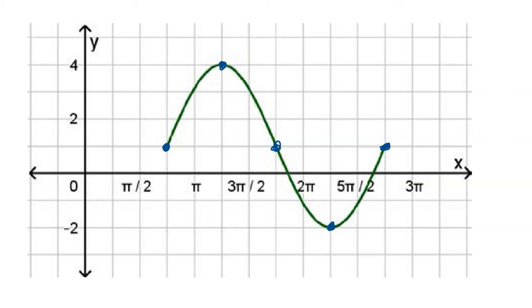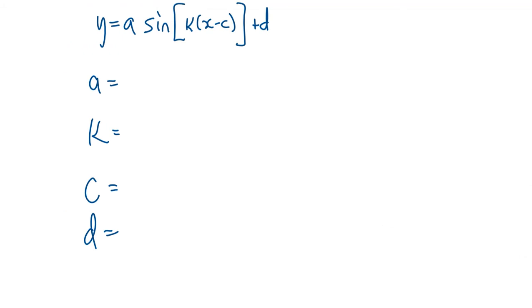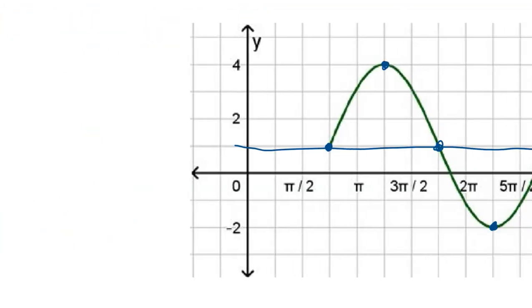Okay, what jumps out at you that we can start with? A, K, C, or D? What do you think? Well, D is 1. That's often one that kind of jumps out at us, right? You might want to draw in the 0 line as well. Some people like to and some people don't. So D is 1. Good.